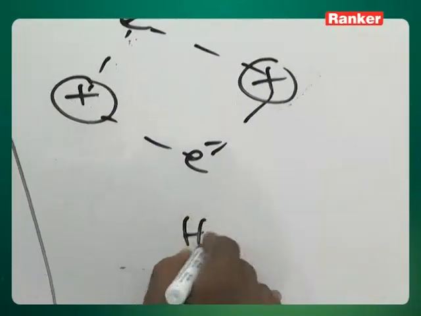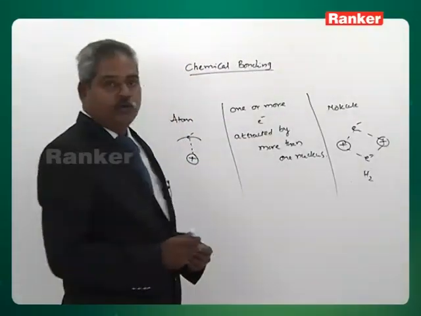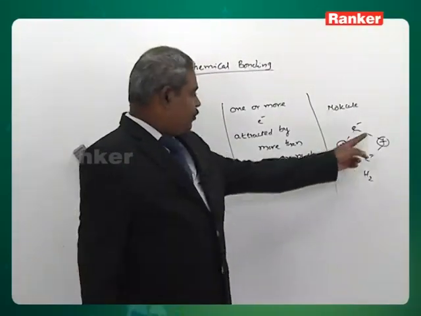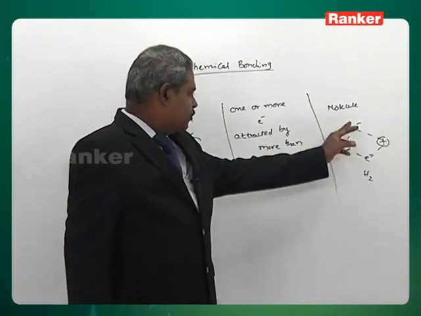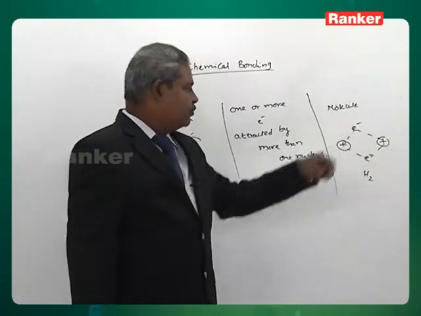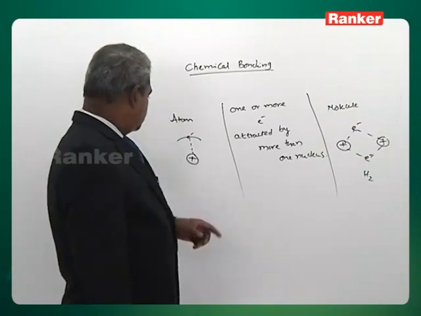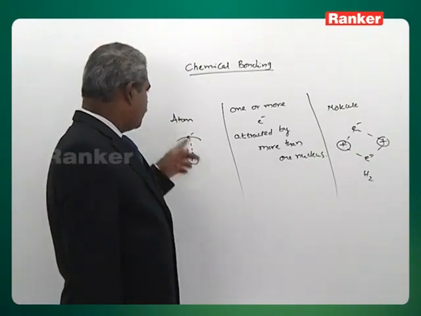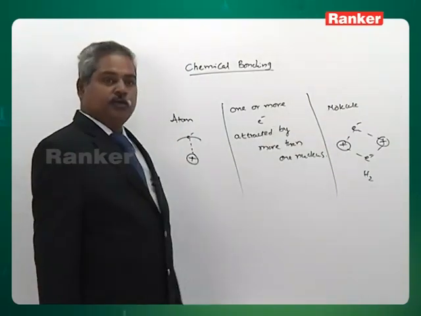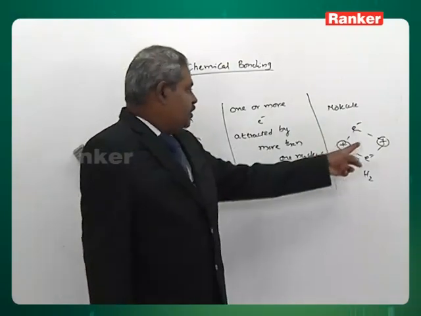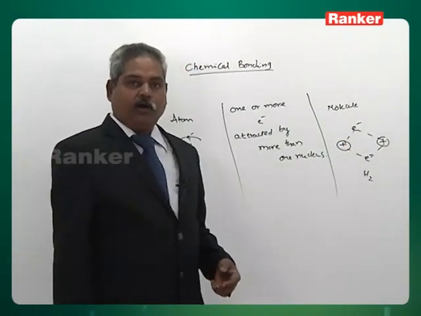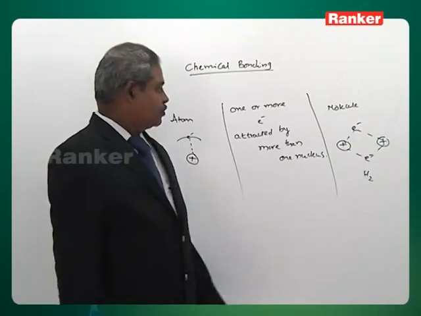In a hydrogen molecule, H2, you have two nuclei and two electrons. Both the electrons are attracted by both the nuclei. Whereas in an atom, there is only one positive nucleus. Here you will see more than one positive. Therefore, now you say these two hydrogens are bonded. Or you can look at it that way also.